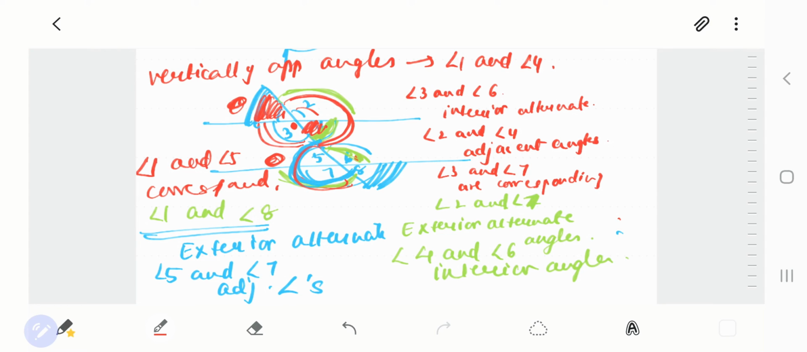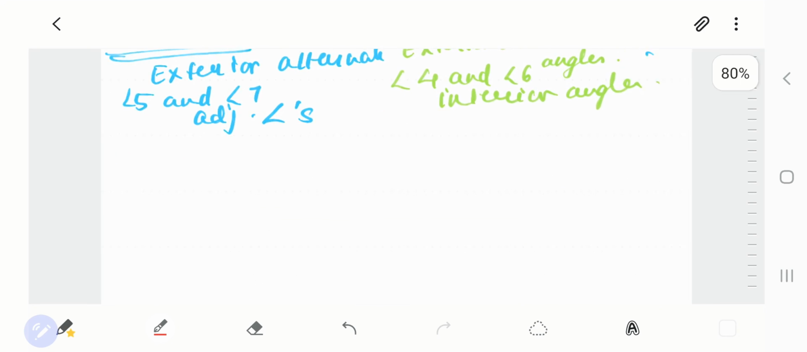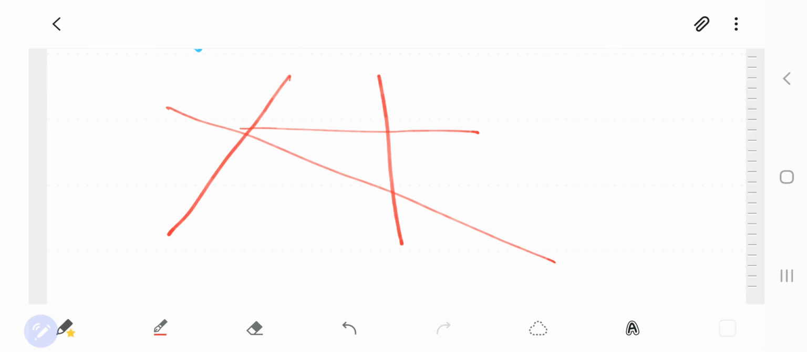Okay, so we will jump on to problem number 2. Question number 2 we have. In that we have a figure something like this. And the angles are given. This is 13, this is 12, this is 11, this is 10. This is 1, 2, 3, 4, 5. And this here is 7, 8, 9, 6.